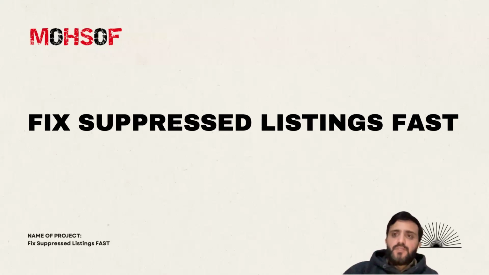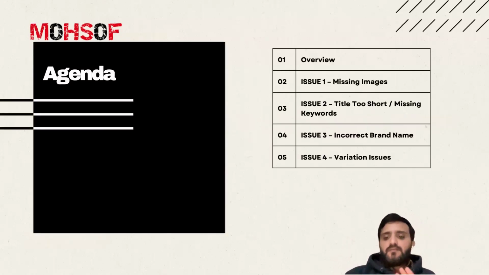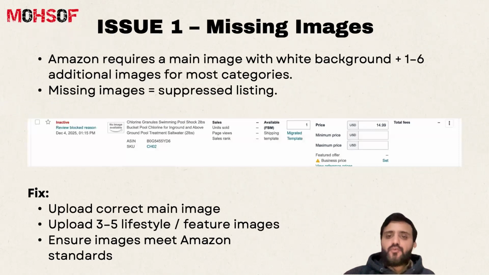So in the previous video, I missed some important points about suppressed listings. If your listing gets suppressed, I'll make a quick check on four points which were missed in the previous video. If you have any questions, or any specific suppressed listing which you want me to work on or prepare a video on, please mention it in the comments so that I can create a specific video. In today's video, we will be covering four points: missing images, title too short and missing keywords, incorrect brand name, and variation issue.